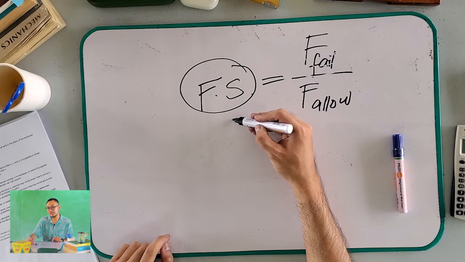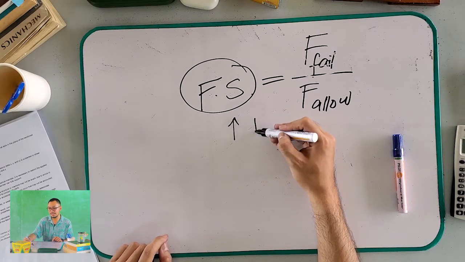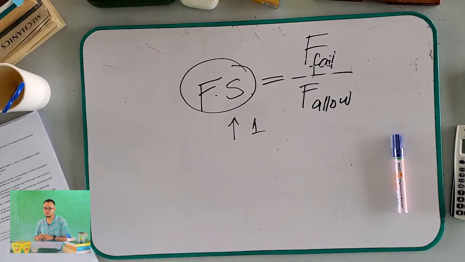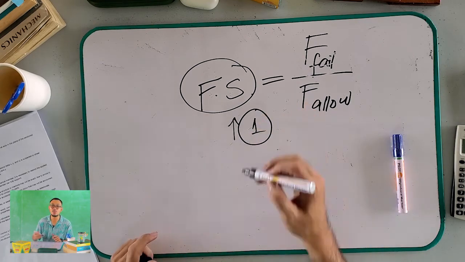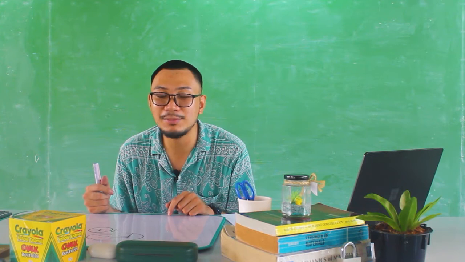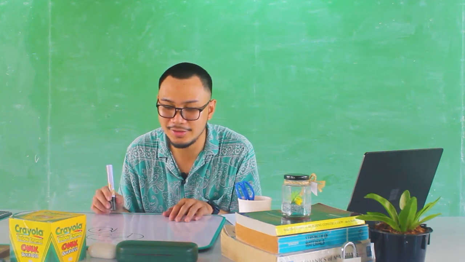So, therefore, ang imong factor of safety, it should be more than 1. Okay? It should be higher than 1 always. If imo ipaubos, wala ka nagbutang og factor of safety, ang imong gibutang kay factor of danger. Factor of danger ang imong gibutang. So, dili safety. Okay?